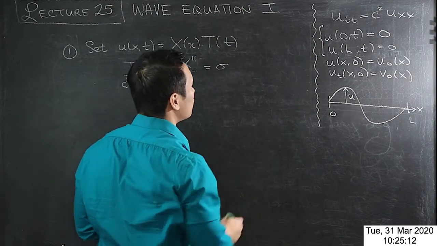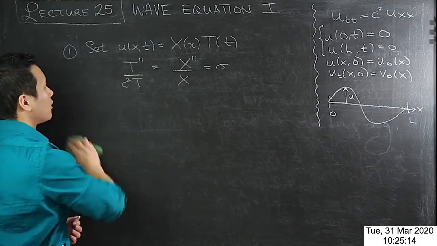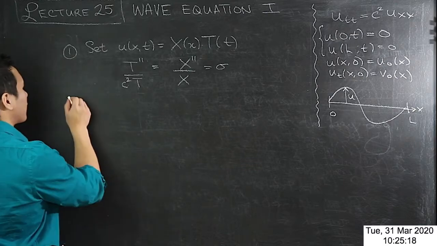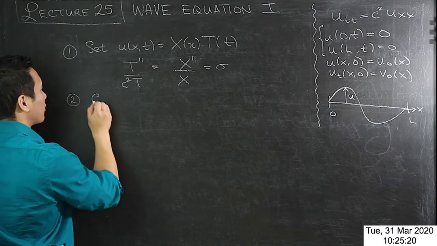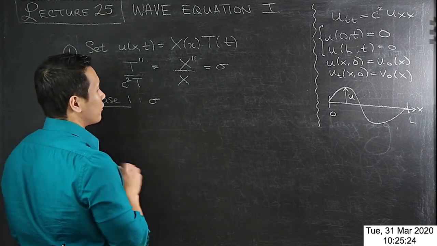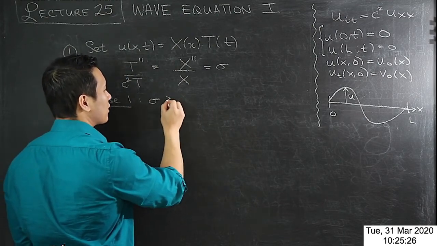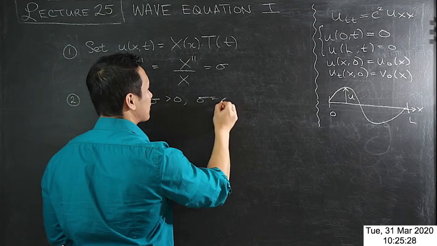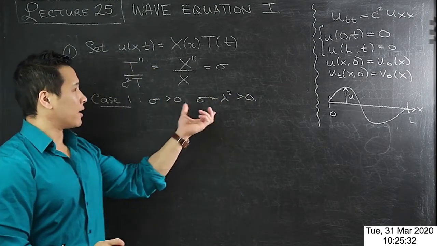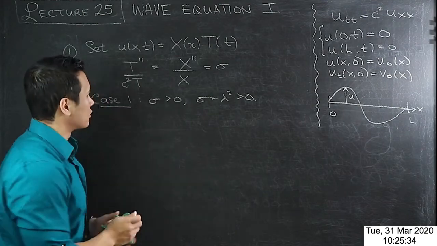Should I show you how to do it? I might as well show you, I think it's good to be complete, so I'll show you here how to do all the different cases. But we'll try to do it quickly, okay? So we have case 1. For case 1, let's take sigma greater than 0 and take sigma equal to, say, lambda squared, which is greater than 0. Okay? And let's solve those two sets of equations.